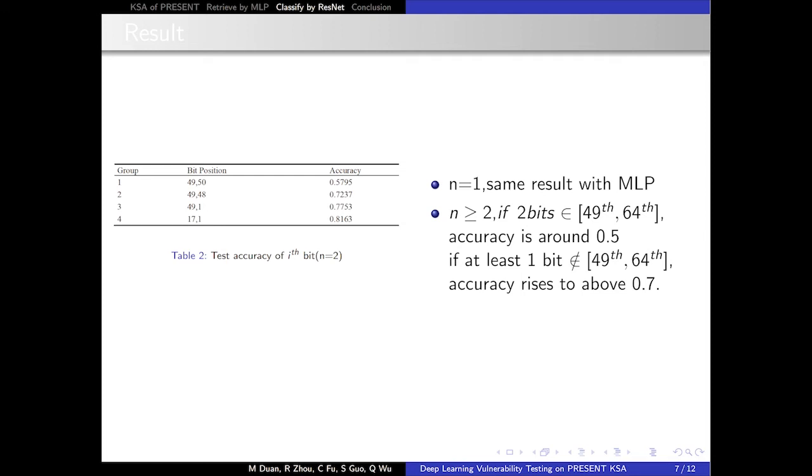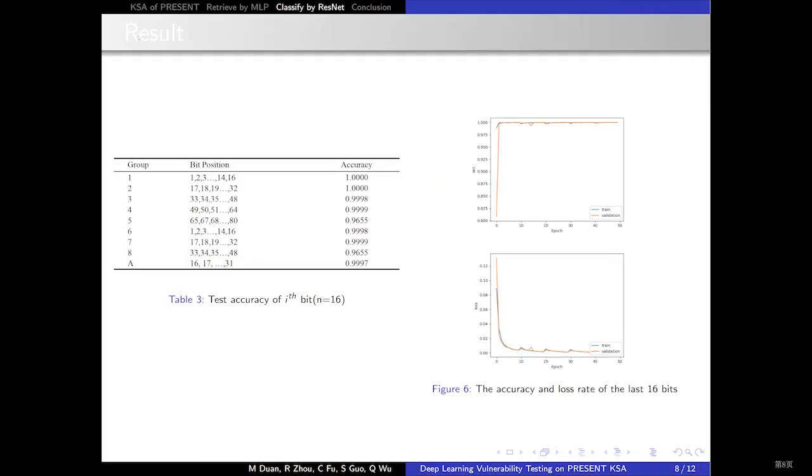And let n be 16. We test every 16 bits in order. The accuracy rates are all above 90%. As a result, the classification network can learn the feature of the S-box function, but it cannot directly retrieve each bit. So we combine the two networks for key recovery for practical use.